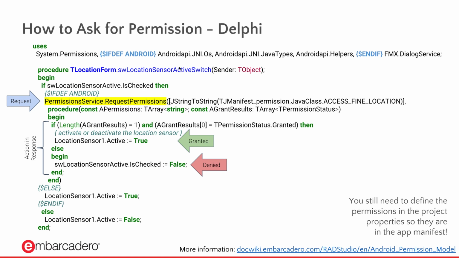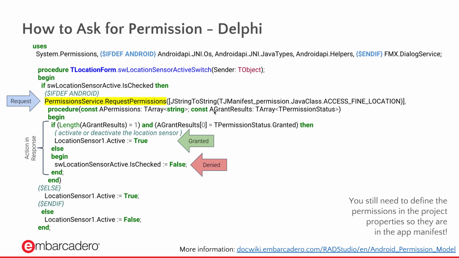And when the location sensor switch is activated, if it's checked, then if we're on Android, we're going to do this specific code. We also have up here in our uses these ones that we're using specifically for Android. So right here is where we're going to request the permission. The permission service, request permission, and then the name of the permission we want, which is defined here in this manifest permission class. And then we pass in an anonymous method. It could also be an event handler that is called once the user allows or denies the permission.